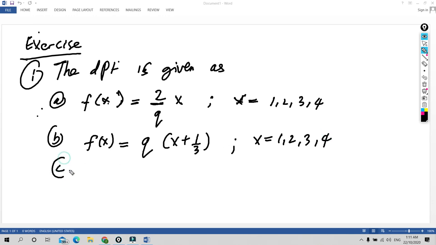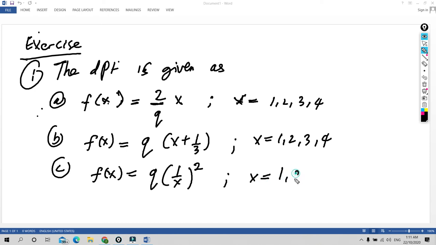And c, I have here f(x) is equal to q times 1 over x squared, where x is equal to 1, 2, and 3. So you need to find q. Find q. Okay, this is our first question.